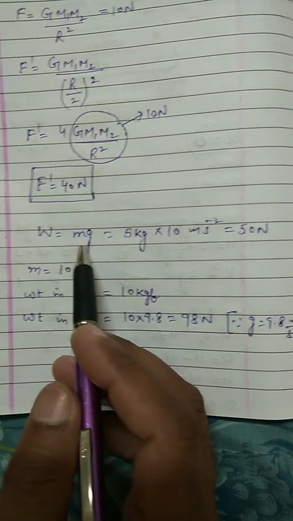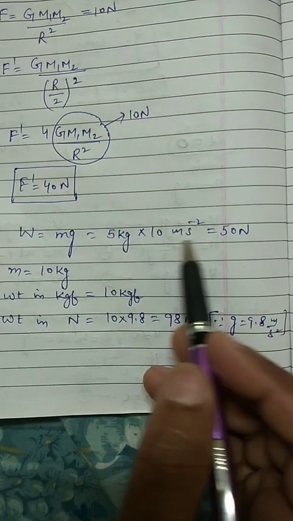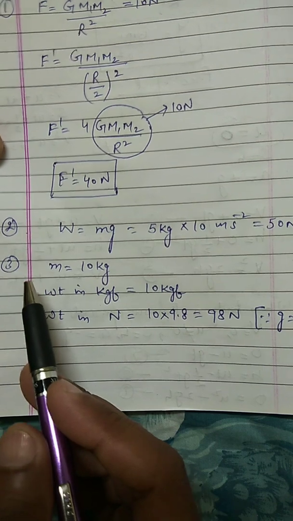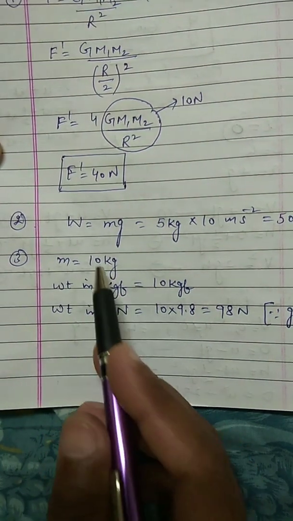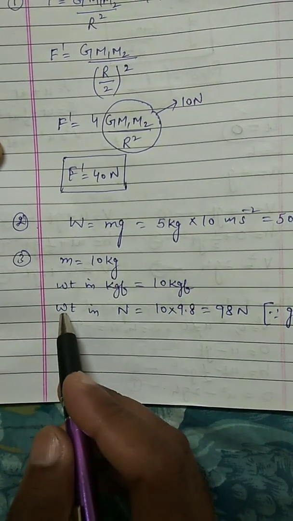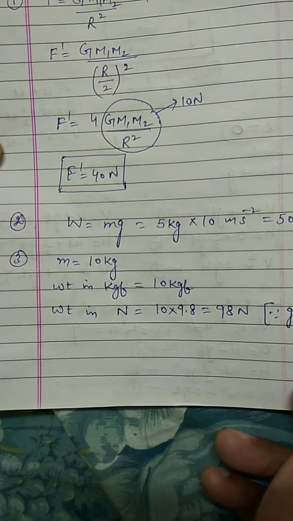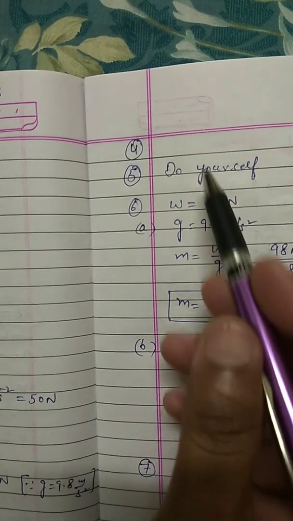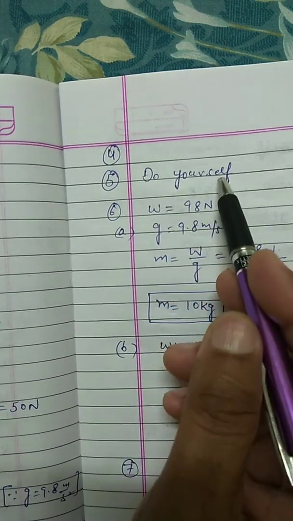Second is W is equal to mass into gravity. Mass is 5 kg and gravity is 10 meter per second square. By solving you will get 50 Newton. In third numerical, mass is 10 kg, weight in kgf is 10 kgf, only F you have to add in this. Weight in Newton, put the value of gravity, that is 9.8 meter per second square, 10 into 9.8, 98 Newton. Now fourth and fifth are easy, exactly similar, so you can do yourself.